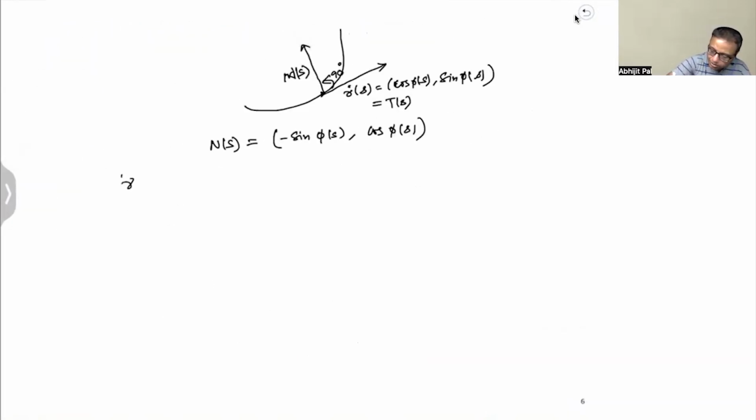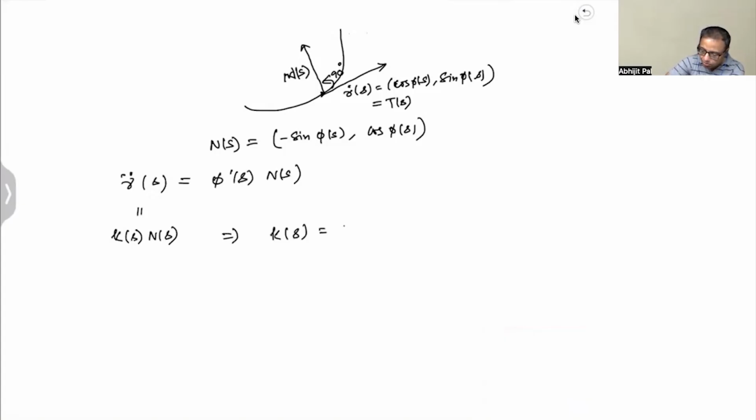Okay, so now from this equation, gamma double dot s is equal to phi prime s times N s. And this gamma double dot s we know is equal to ks times the normal vector N s, where k is the signed curvature. So this implies that ks is equal to phi prime s, which is nothing but d phi ds. Therefore we have shown that the signed curvature is equal to d phi ds.